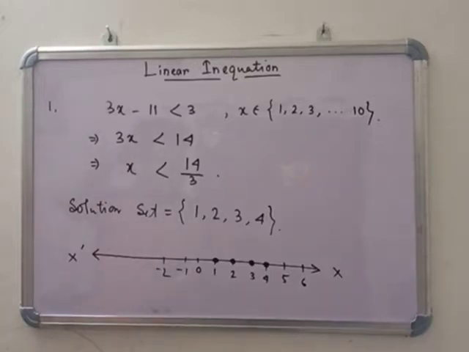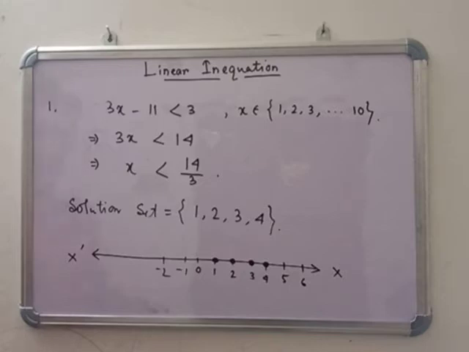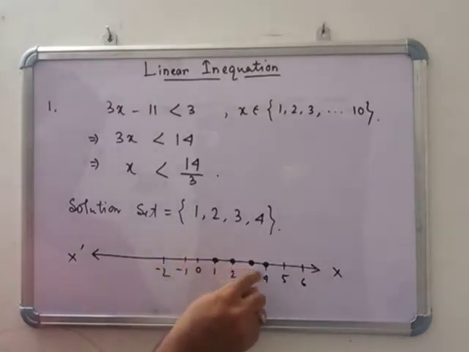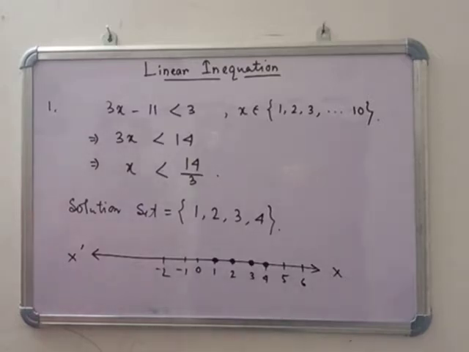No pen will be allowed in the exam. You have to draw in pencil. So see that you have to draw like that. This is the x dash, this is the O, and this is the x. Now you have to mention 1, 2, 3, 4 with a bold dot, with a bold dot for mentioning 1, 2, 3, 4.